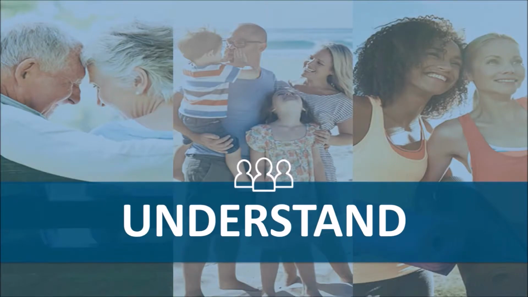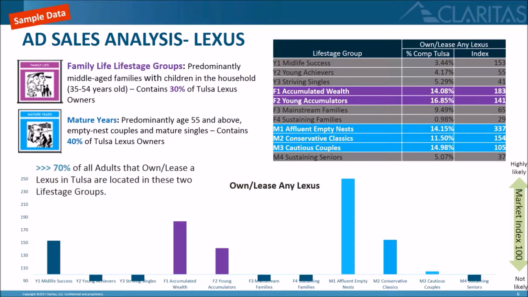The first part of our ad sales framework is Understand. In the sample analysis we will be walking through today, our backstory is that we're working with a Lexus dealer in the Tulsa, Oklahoma market and attempting to win over their advertising business. For the analysis, we're looking at people who own or lease a Lexus. Our first step here is to identify who the core Tulsa Lexus customers are by life stage group. These Lexus customers fall into our family life and mature years life stage groups.